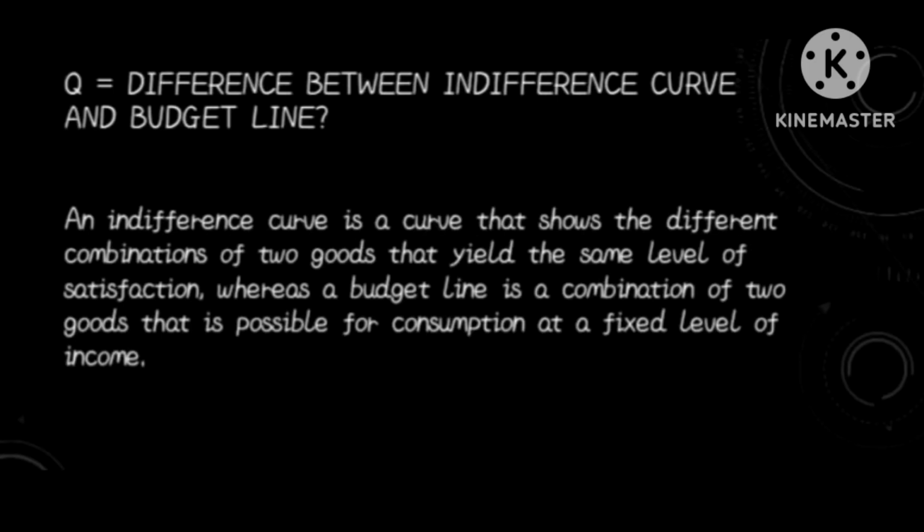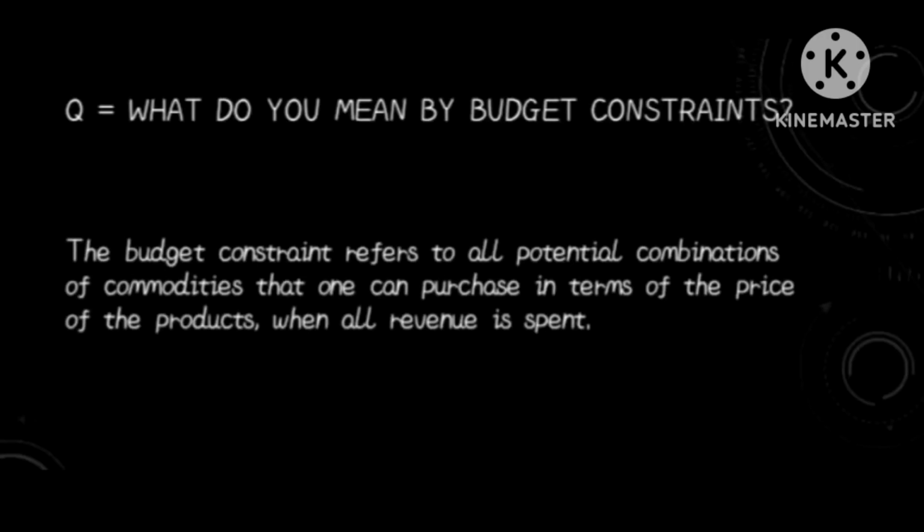And the difference between the indifference curve and budget line. An indifference curve is a curve that shows the different combinations of two goods that yield the same level of satisfaction, whereas the budget line is the combination of two goods that is possible for consumption at a fixed level of income. Okay, another one is, what do you mean by budget constraints? The budget constraint refers to all potential combinations of commodities that one can purchase in terms of the price of the products when all revenue is spent.